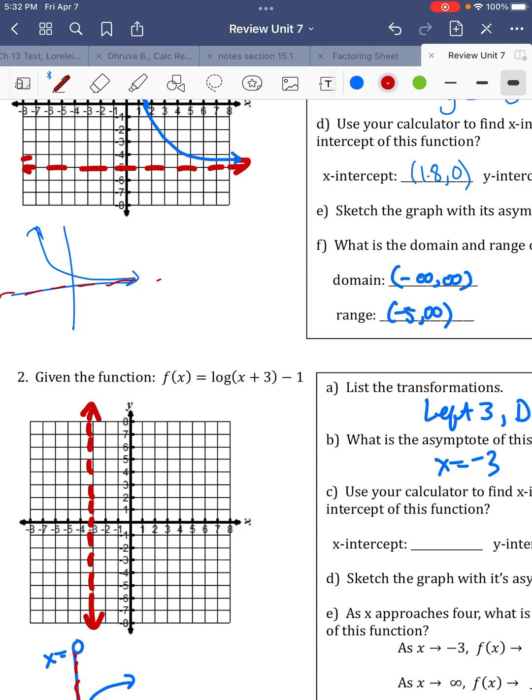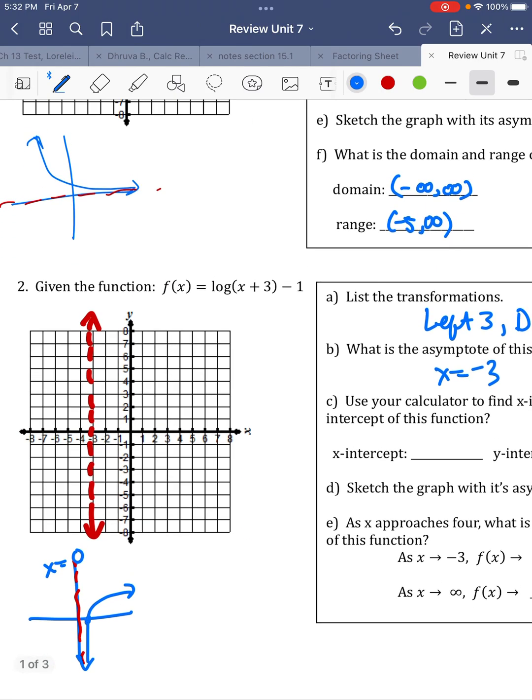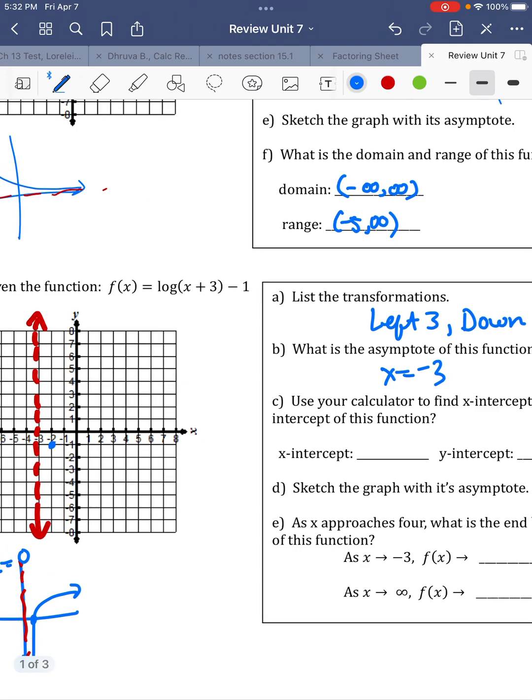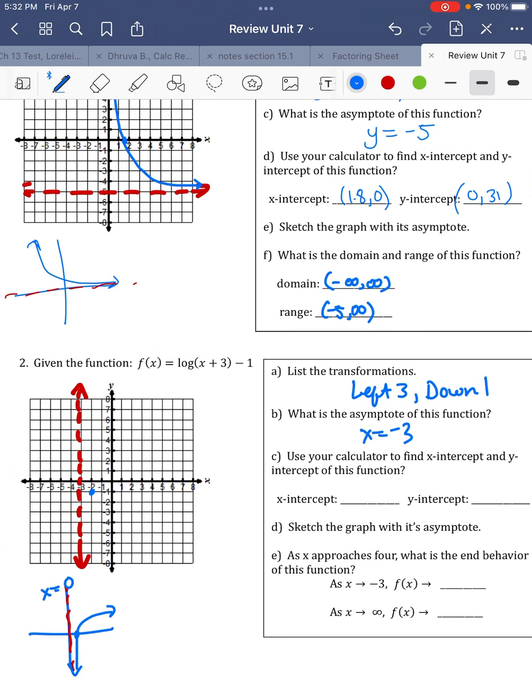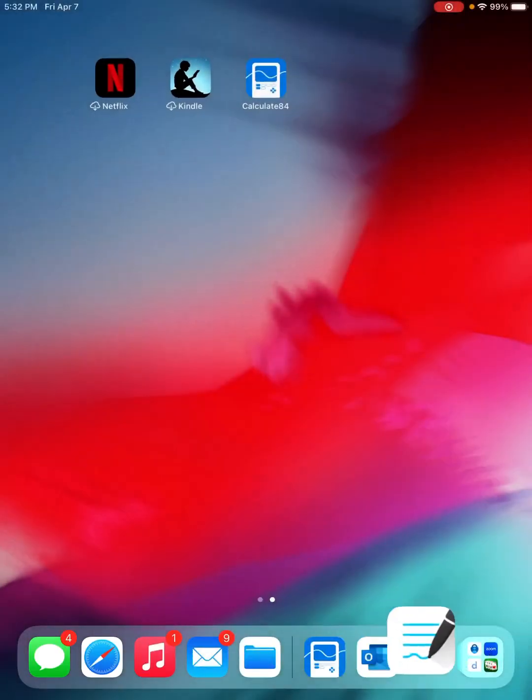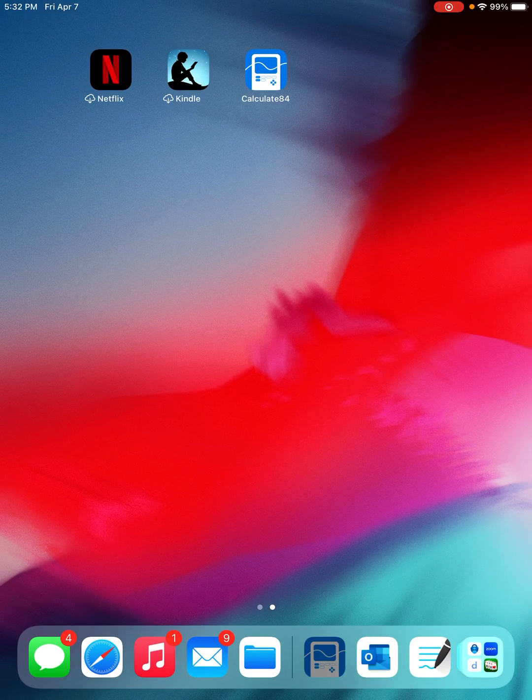This one doesn't have any stretches or shrinks, so I can pretty much track this point right here that used to be 1, 0. If I move that left 3 and down 1, it's right there. And that's going to be kind of like the corner in a way. Then we'll just go ahead and graph it. We'll find the x-intercept and the y-intercept. So log of x plus 3, minus 1.